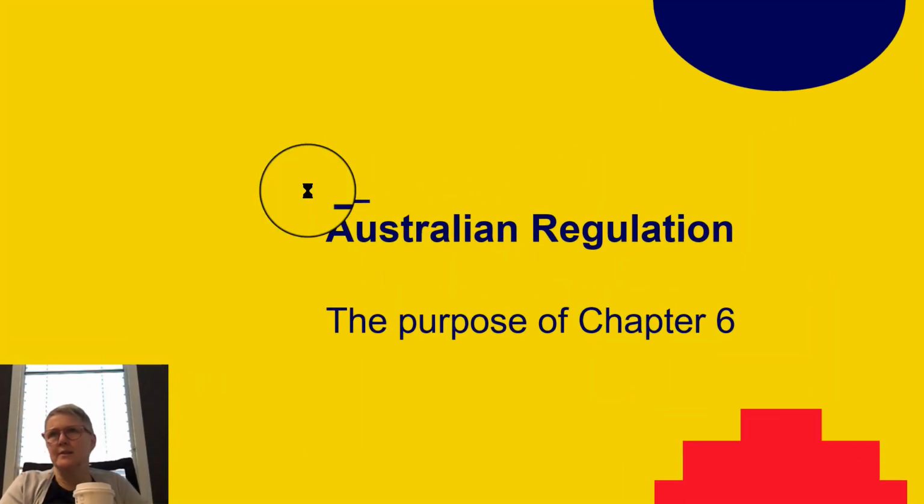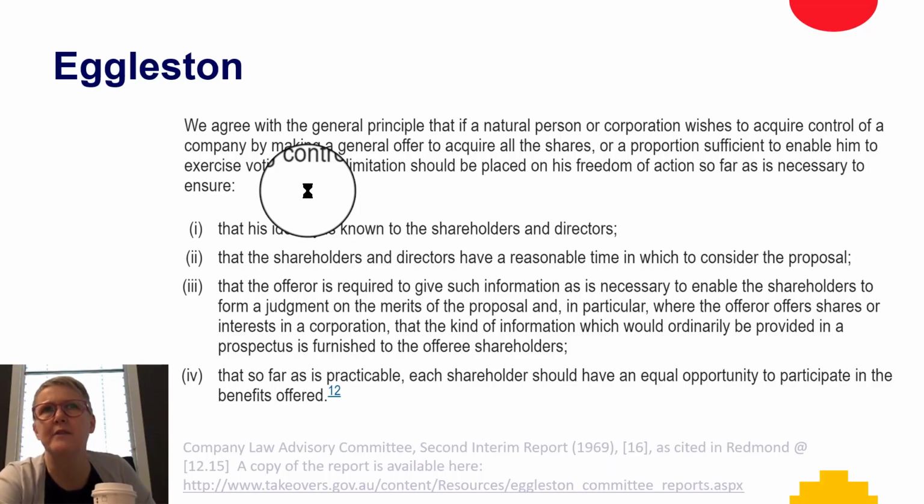So, brace ourselves, we're getting into the legislation, and I want to start by just having a bit of an overview look at Chapter 6 and where it comes from. None of this is particularly new. The Eggleston Committee met in the late 60s and early 70s. It released a number of reports. I think there are 5 or 6 in all. Again, all of the reports are available on the Takeovers Panel website.